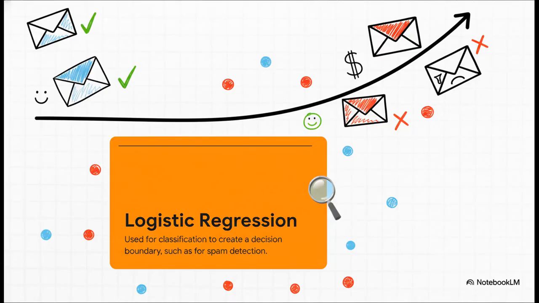It's called logistic regression. Now, don't let the name fool you. Even though it has regression in it, it's for classification. Instead of fitting a line through the data, its job is to find the best line to separate the two categories. That line becomes a decision boundary. It helps the machine decide if a new email lands on the spam side of the line or the not spam side.